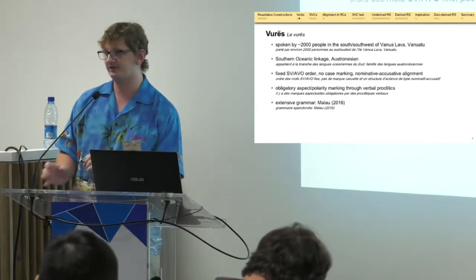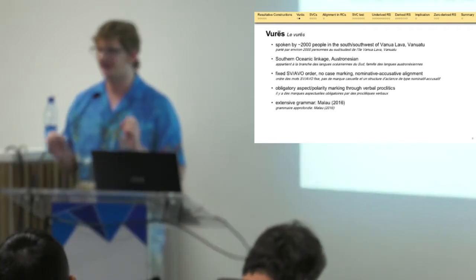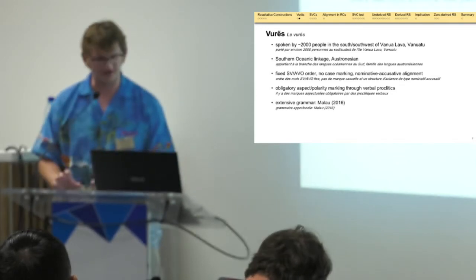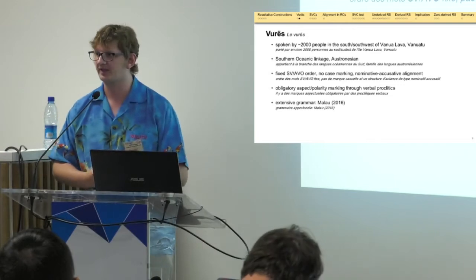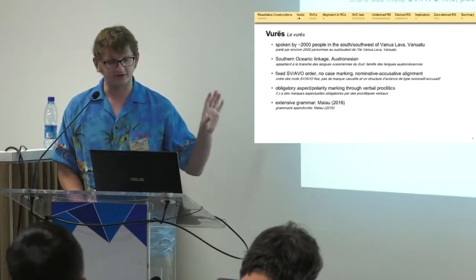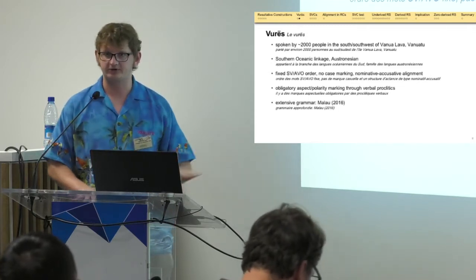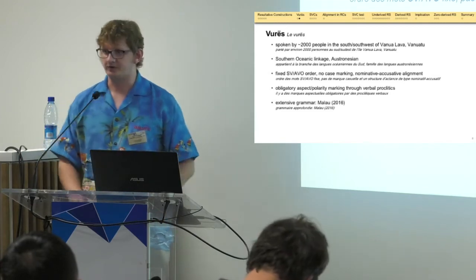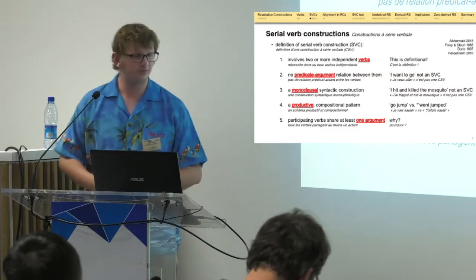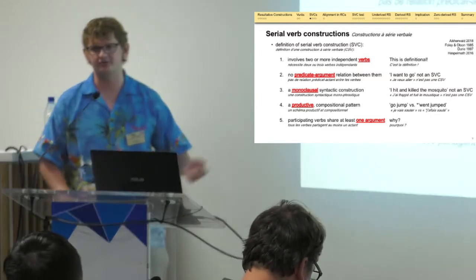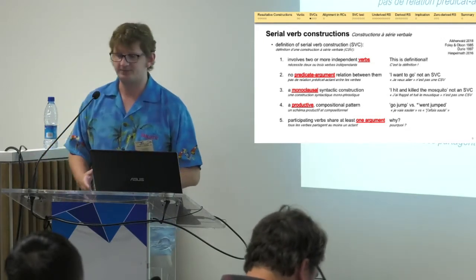There's obligatory marking for aspect on the verb, so we can actually identify what a verb is, which often isn't very obvious in serializing languages. Sometimes you don't even have any clitics, especially in Thai and Chinese. But here you can actually see this. I base a lot of this on the extensive grammar written by Catriona Malau, but also on my own fieldwork. So what are serial verb constructions? We've seen this before. The most important thing here is that they need to involve two or more independent verbs.